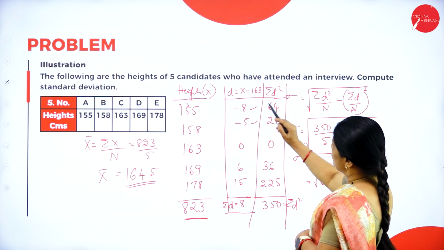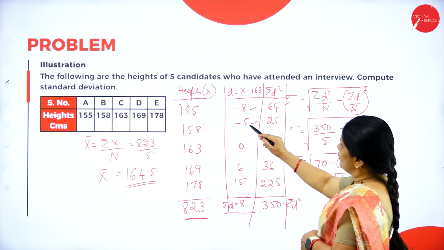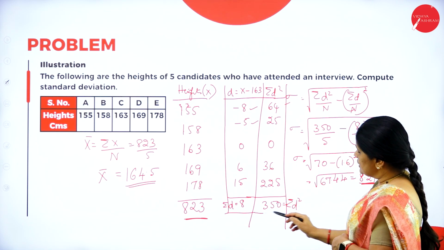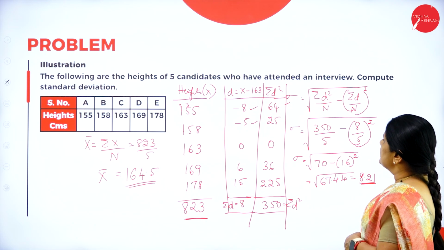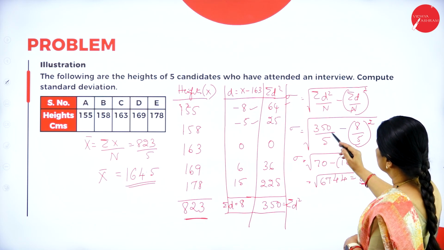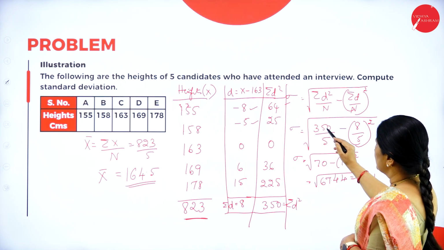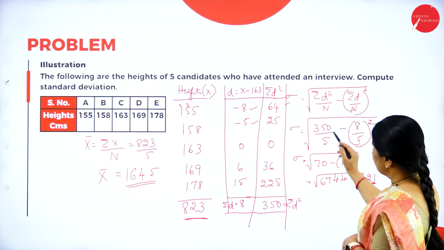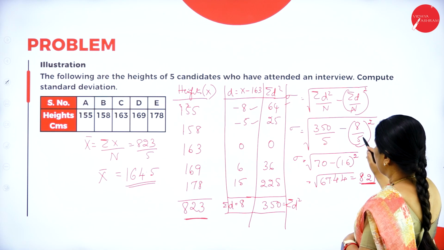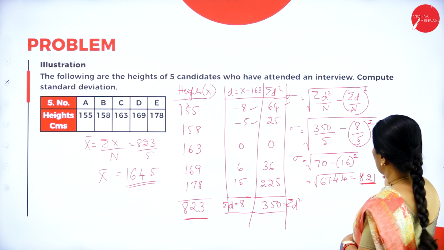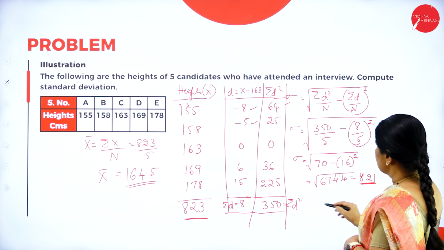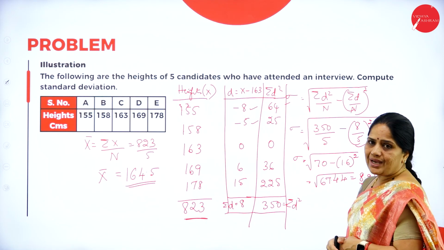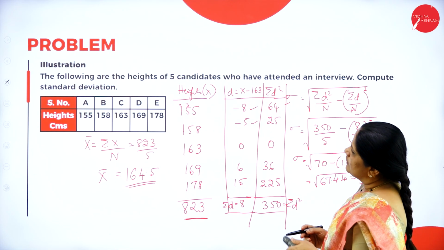Now sigma D square. So 8 into 8 is 64, 5 fives are 25, 6 sixes are 36, 15 into 15 is 225. Now I substitute the values here. Standard deviation equals root of 350 by 5 minus 8 by 5 the whole square. So 350 by 5 is 70. 8 by 5 is 1.6, the whole square. So when I simplify this, I get the answer as 8.21. So that is the standard deviation of this.